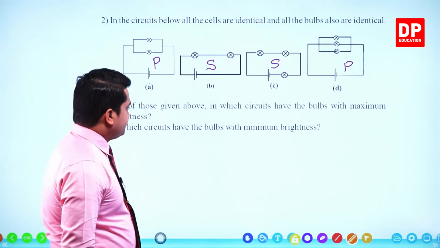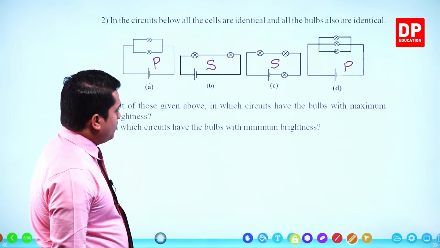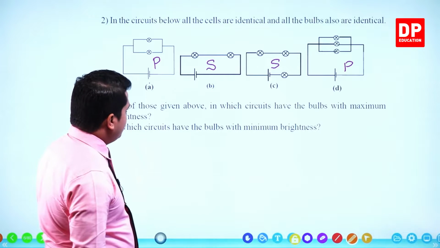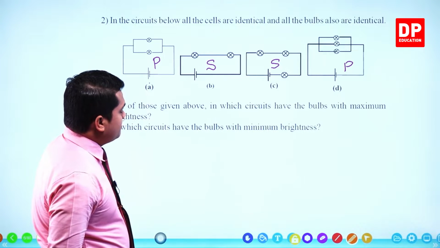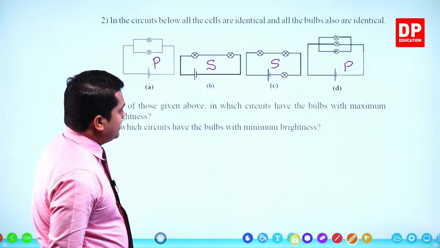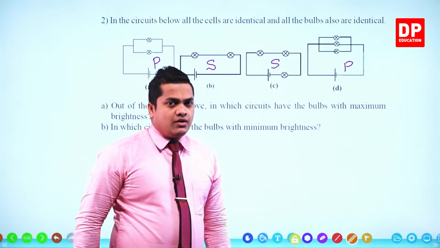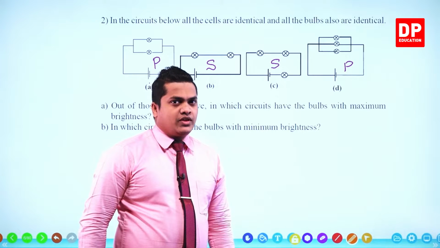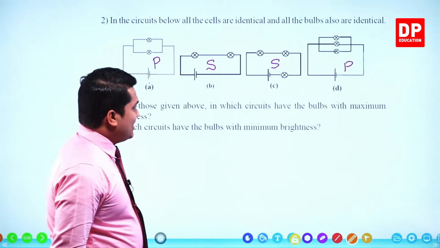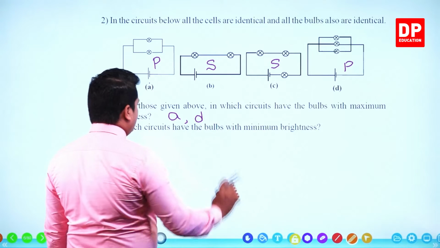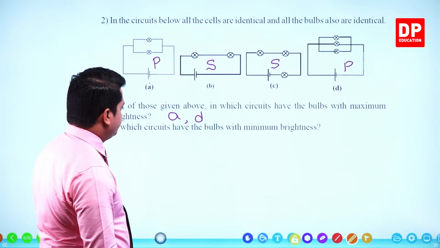Right, now let's see, out of those given above, in which circuits have the bulbs with maximum brightness. Maximum brightness can be observed in parallel connections as they have the equal amount of potential difference between the 2 terminals. So A and D are parallel connected ones. So our answer should be A and D.